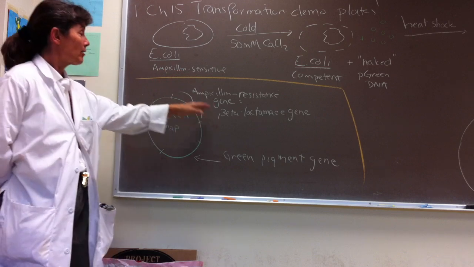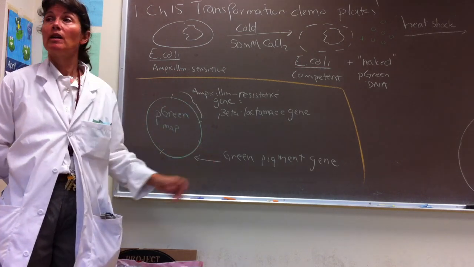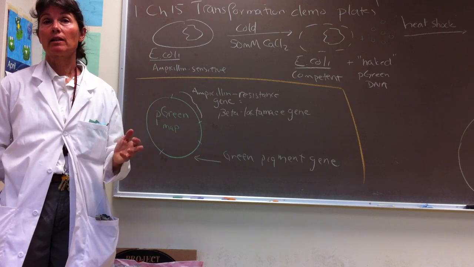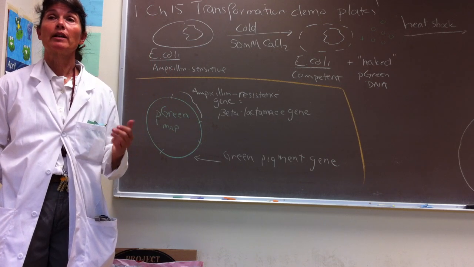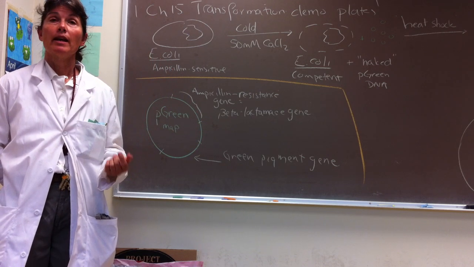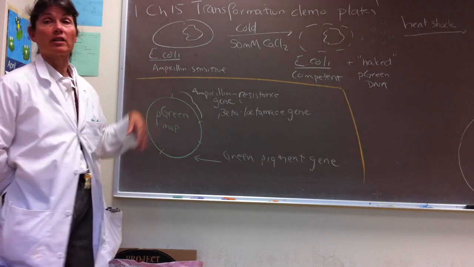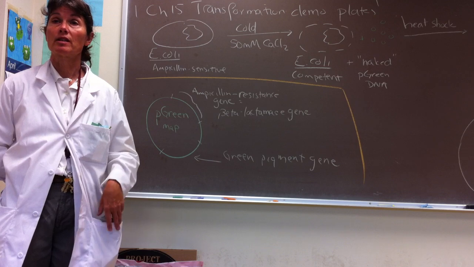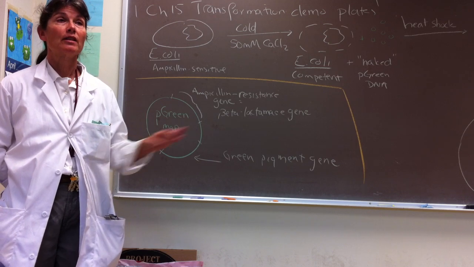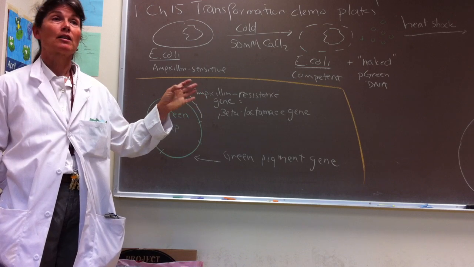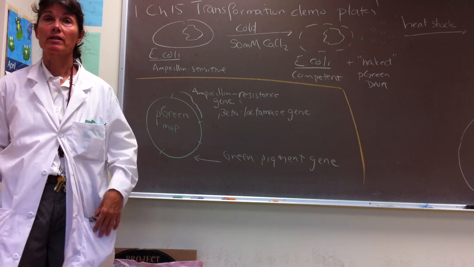So bacteria carrying the pGreen plasmid are going to make beta-lactamase. They will destroy any beta-lactam antibiotic in their environment, like penicillin or ampicillin, and thus they'll be able to grow in the presence of, for example, ampicillin. So we would call them ampicillin resistant. That will become important later when we describe how we're going to select for our pGreen transformants.